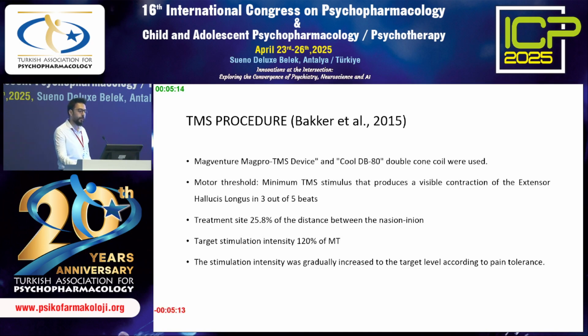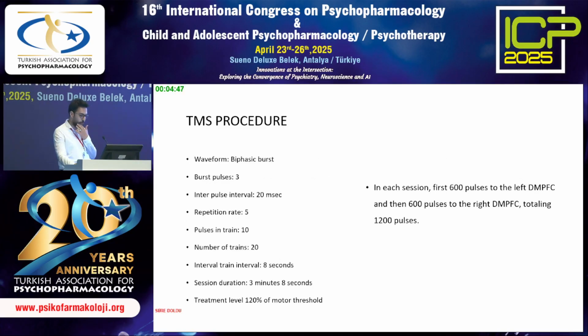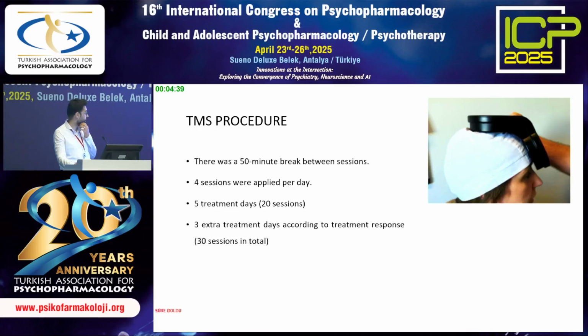When we look at the TMS procedure, the MagVenture MagPro TMS device and Cool DB80 double cone coil were used. The motor threshold was the minimum TMS stimulus that produces a visible contraction of the extensor hallucis longus in 3 out of 5 trials, and the treatment site is 25.8% of the distance between the nasion and inion. Of course the target stimulation intensity is also important, but it is a somewhat painful application. The waveform is 6 shots.